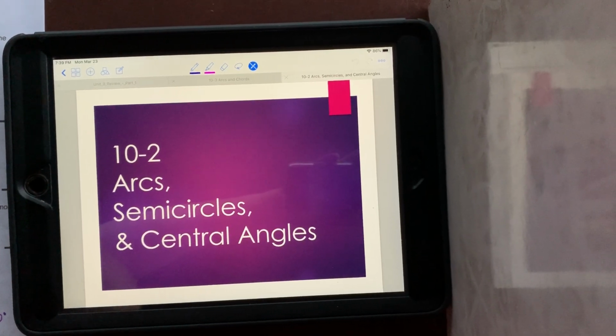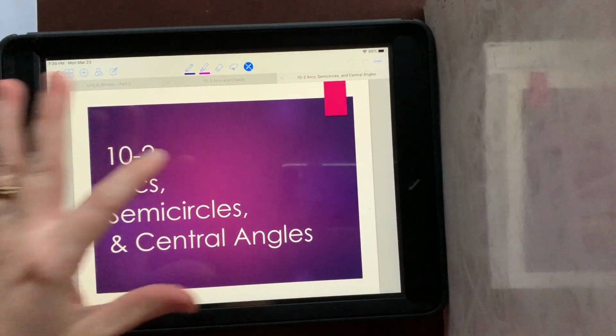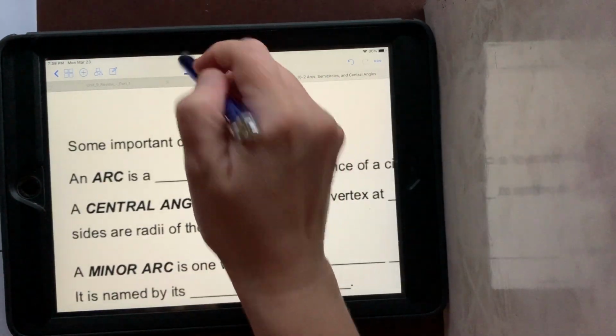All right, guys, today we're going to talk about arcs, semicircles, and central angles. Let's break down some vocabulary to start with. First word we're going to talk about is the word arc. Arc is just a piece of the circumference.